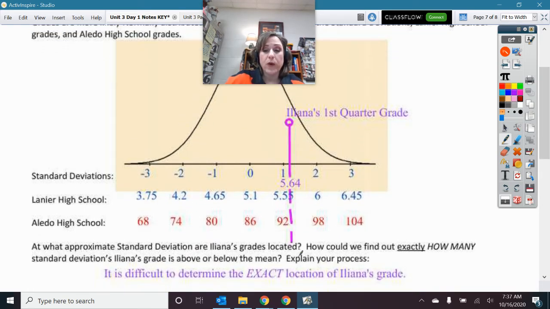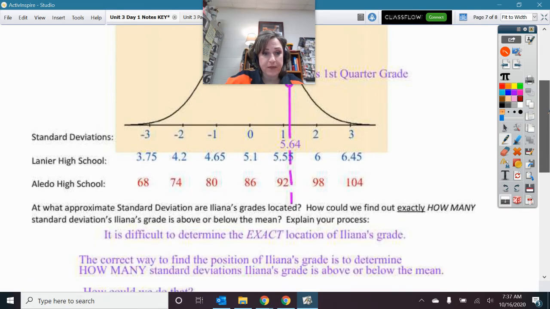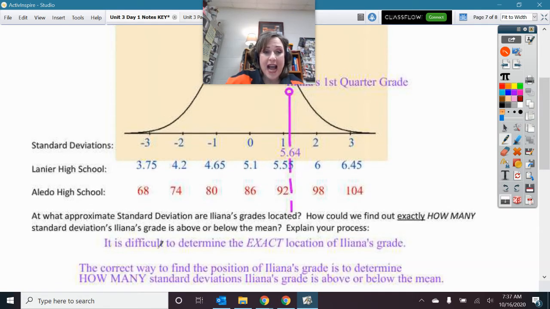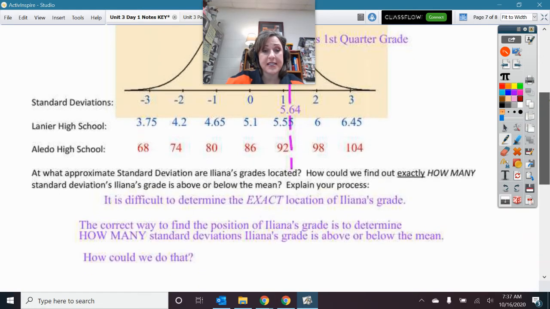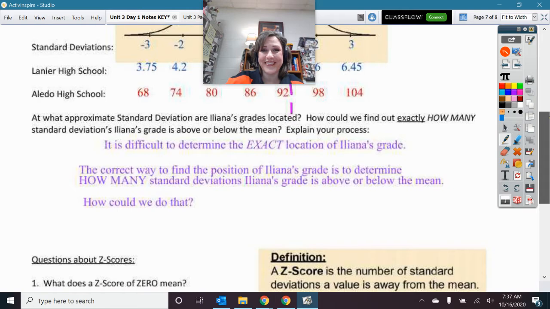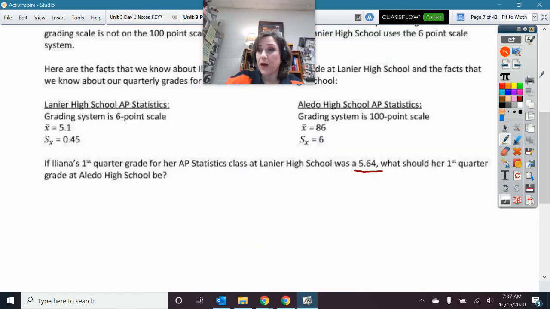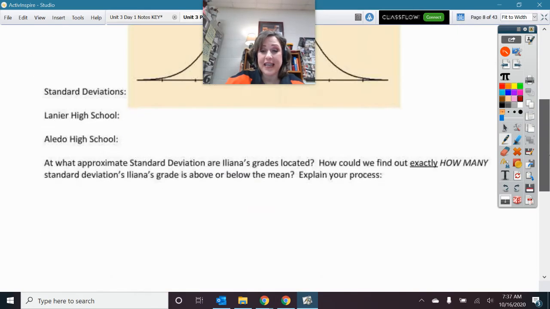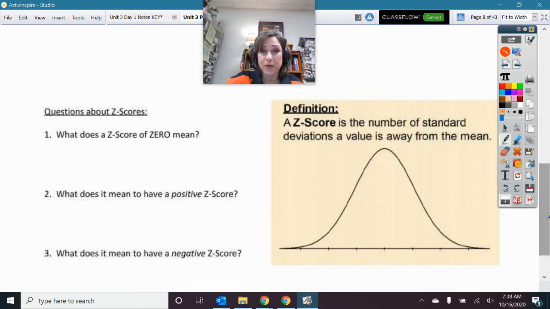So we want to determine her exact location. And so we want to know how many standard deviations above the mean is Ileana. How many standard deviations? A little more than 1. Not as much as 2. Probably not even 1.5. How can we figure out her relative position in terms of standard deviations? Well, the way we could do that is this thing called a z-score.